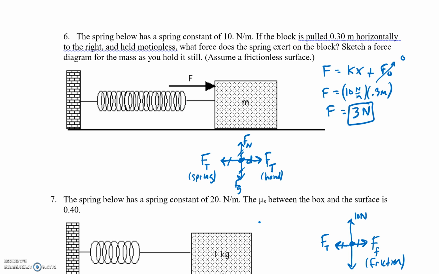Question 6, we have a spring that has this spring constant, and it's pulled that distance, stretched that distance, and held motionless. So here is a force diagram for that situation. All forces are balanced, and using Hooke's law for an ideal spring, we calculate a 3 newton tension force would be acting on the spring at that point.